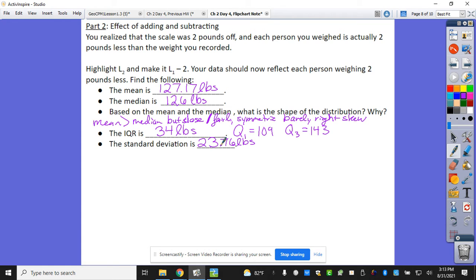So what did you notice happened? Everything stayed the same except for the mean and median. Those changed.